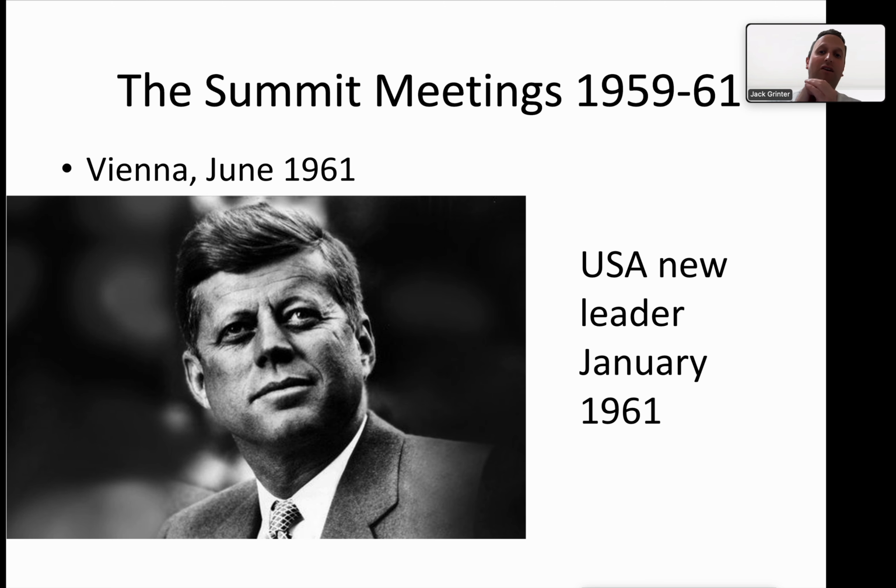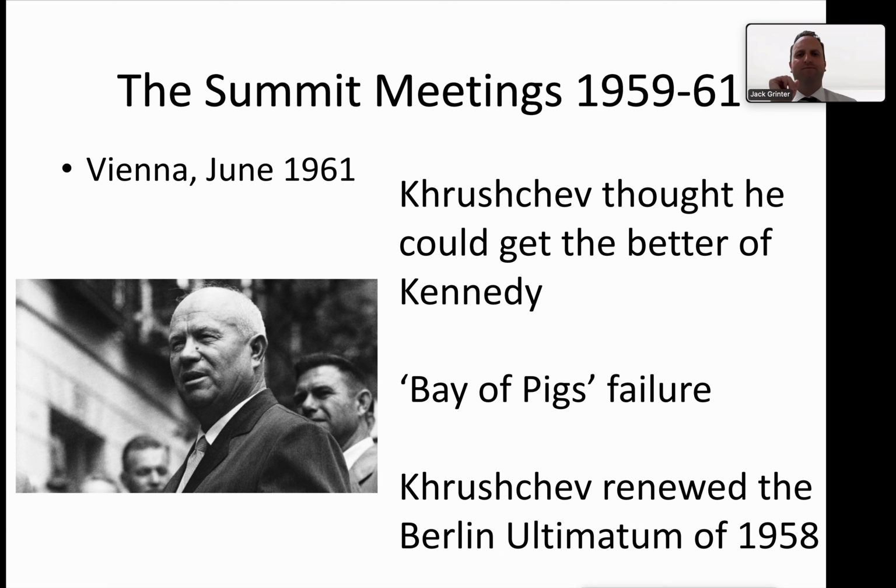And then by 1961, we have a new US president, John F. Kennedy. He's 2 years president. He was meant to be 4, but he was assassinated in 1963 in Texas. And Khrushchev saw a new, relatively young US president in Kennedy, and inexperienced, and he thought he could get the better of him. Also, the Vienna summit was in the backdrop of the Bay of Pigs failure, which we're going to look at in the second crisis from this key topic 2.